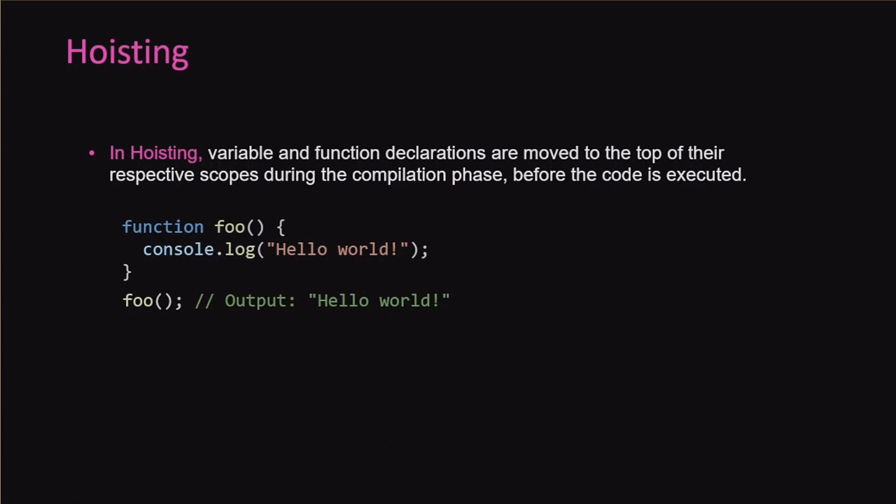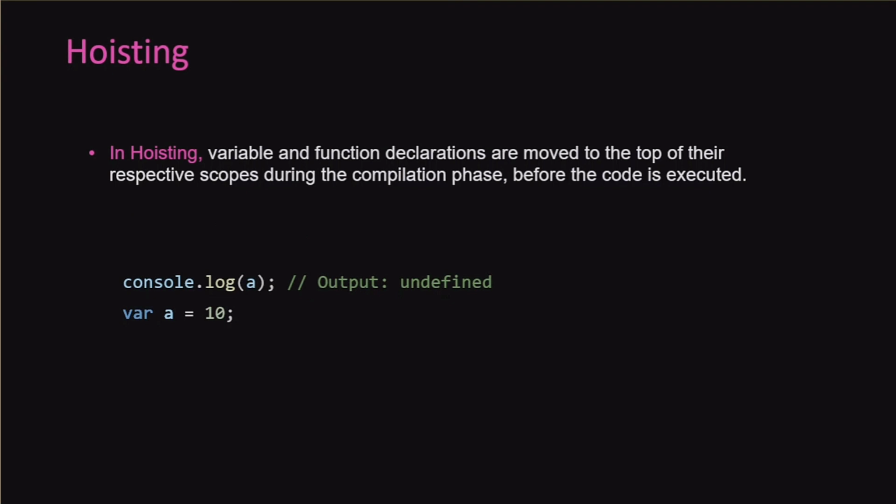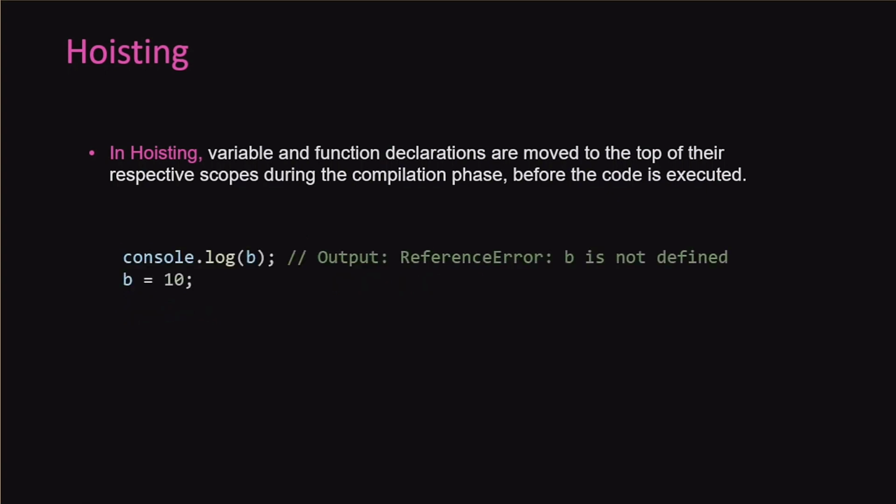However, it's important to note that hoisting only works for function and variable declarations, not for variable assignments. So if you declare a variable and assign a value to it in the same line, only the declaration will be hoisted, not the assignment. In this code, there is no variable declaration for b, so trying to access it will result in a reference error.